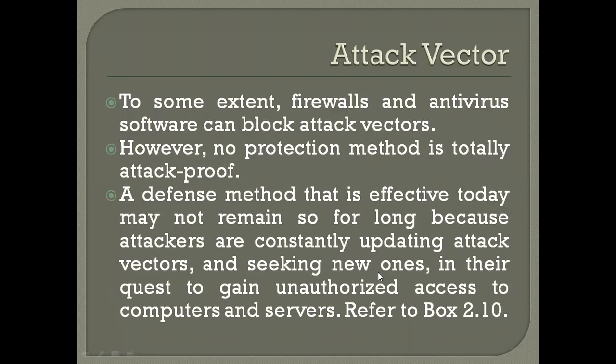Then another one is that, to some extent, firewalls and antivirus software can block the attacker. Previously also we said, if my system does not have an antivirus, so there is a weakness. The person is identified, he can start a path from my system, he can find his path with one point as my system, because he finds the vulnerability as no antivirus in my system.